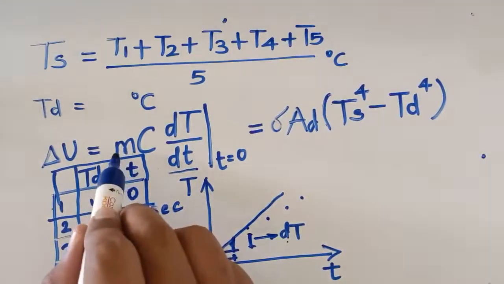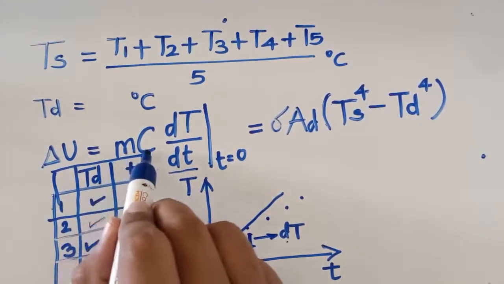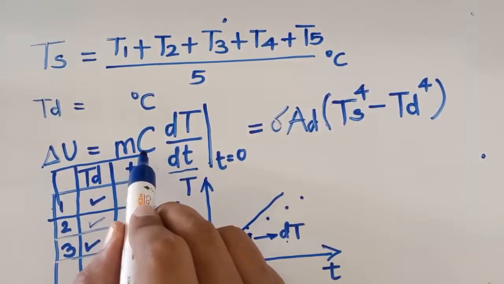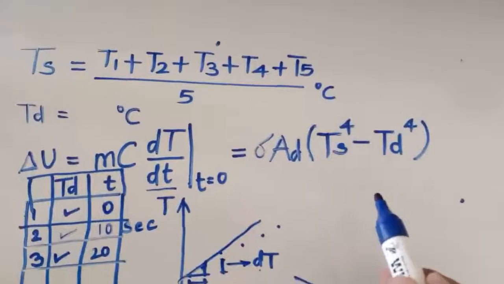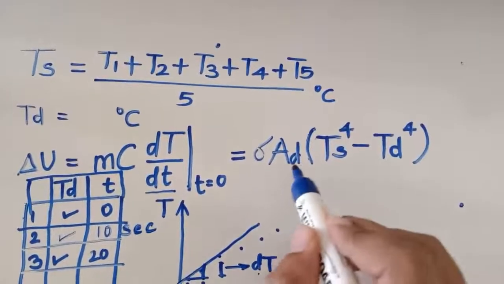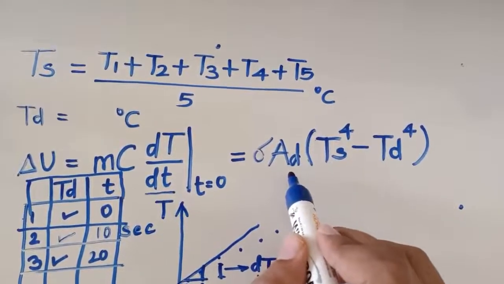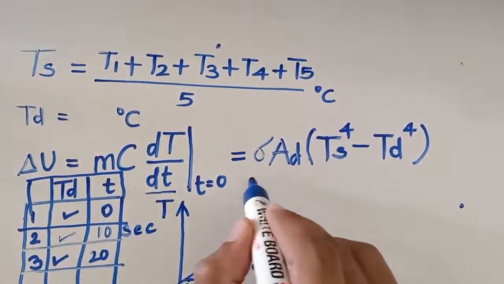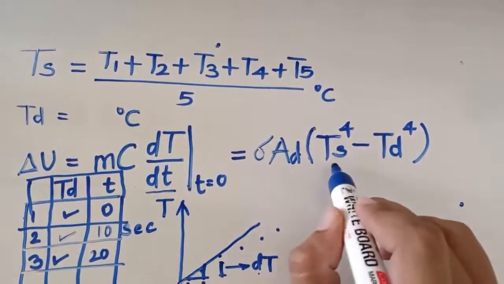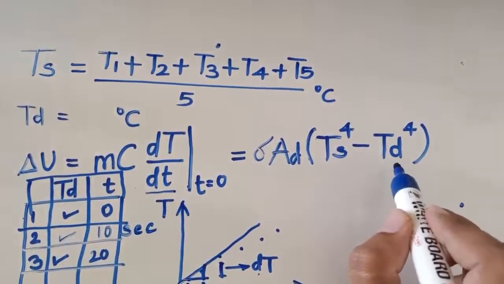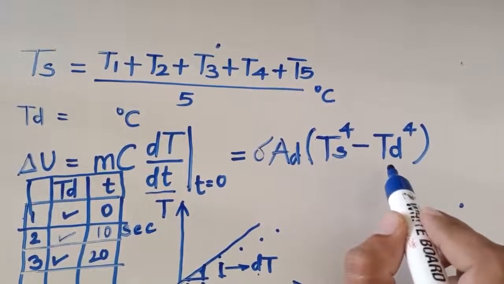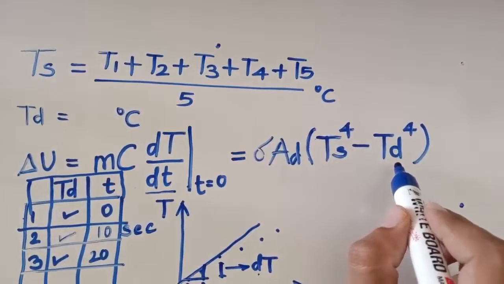Mass of the disk will be given in the specification. Specific heat of the disk will also be given in the specification. Sigma is known to us. Area of the disk, because the diameter of the disk is known, so A_D will be only pi by 4 d square. T_S we can measure. T_D we have obtained. T_D will be the initial temperature at which radiation heat exchange has started, the initial temperature of the disk.